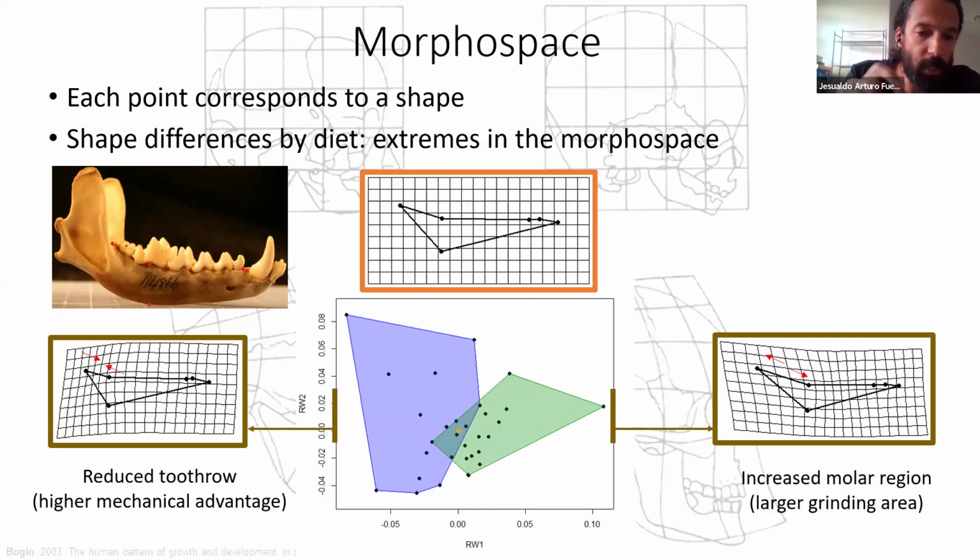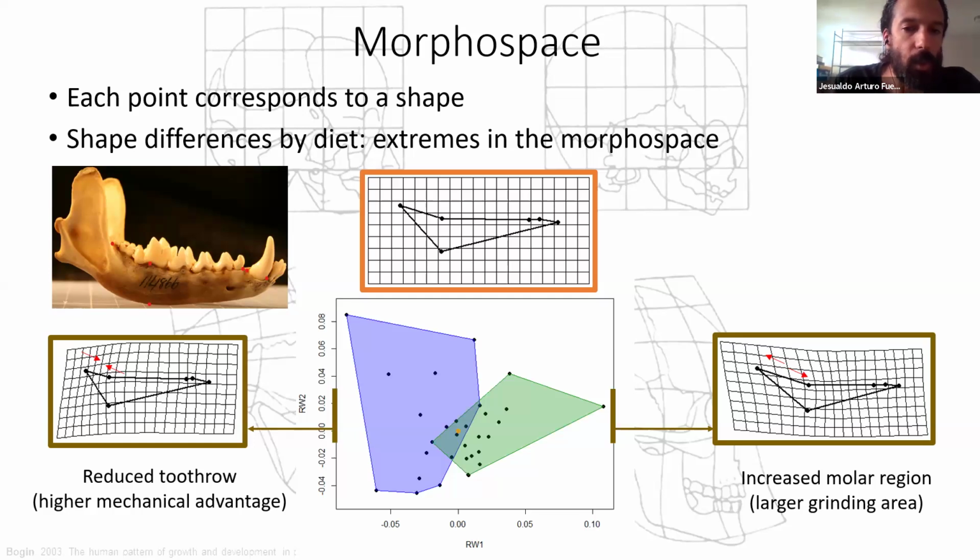So, for example, if we explore the extreme that is associated with carnivory, and we compare it with the extreme that is associated with omnivory, we can see some differences in those shapes. We can see here, for example, that the main difference is in the molar region. Carnivorous shapes have a reduced molar region compared with the omnivorous ones, which makes sense functionally, because a reduced molar region indicates a shorter jaw, which indicates stronger bites because there is higher mechanical advantage. And the increased molar region, we can interpret in terms of more grinding area for processing food.